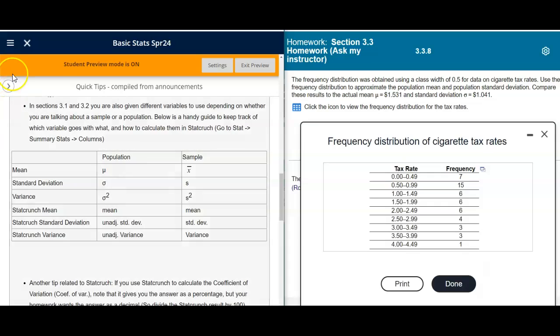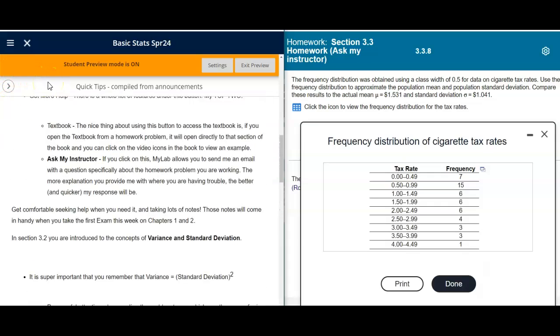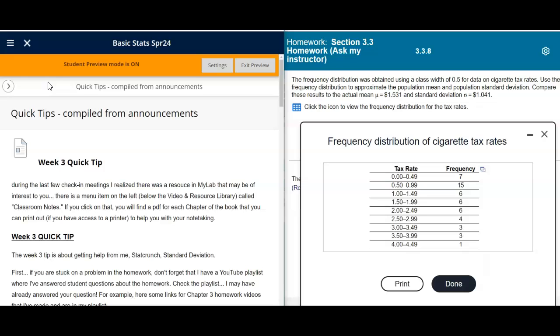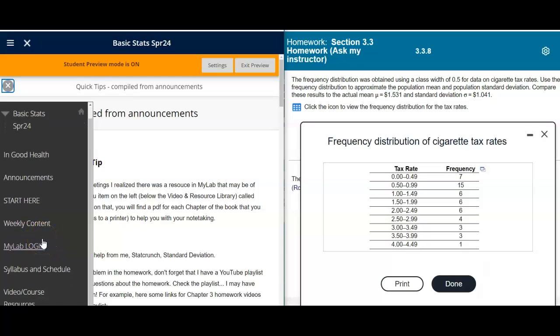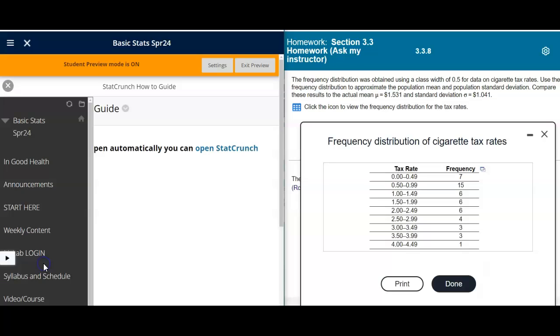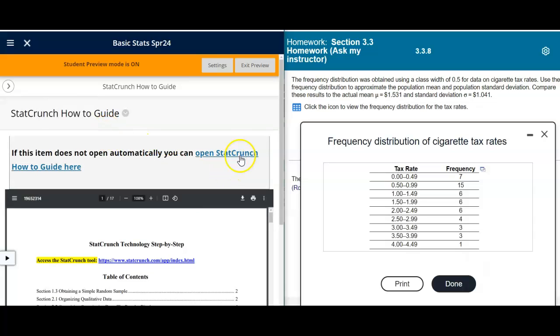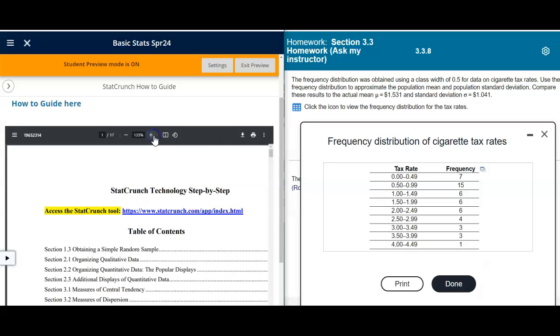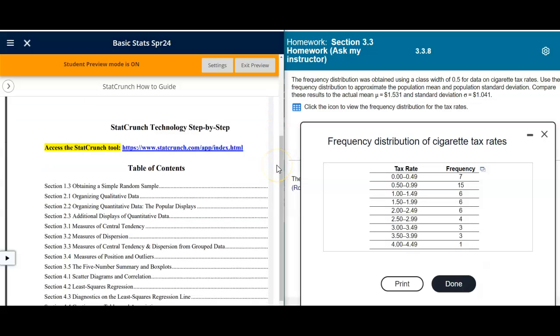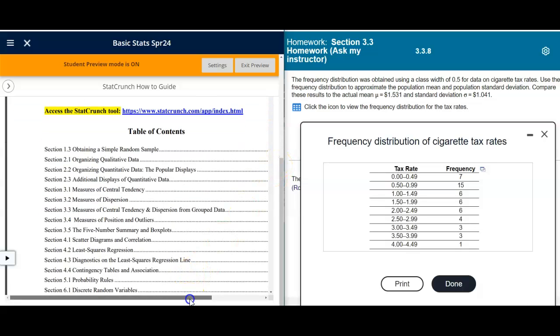Okay, so then the next thing I wanted to show you was where we find the steps for StatCrunch. If we go to the StatCrunch how-to guide and look at the steps here, we're in section 3.3. So we can kind of cheat a little bit because we know which section we're in.